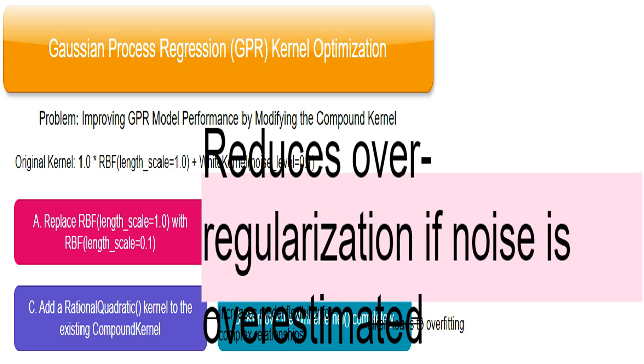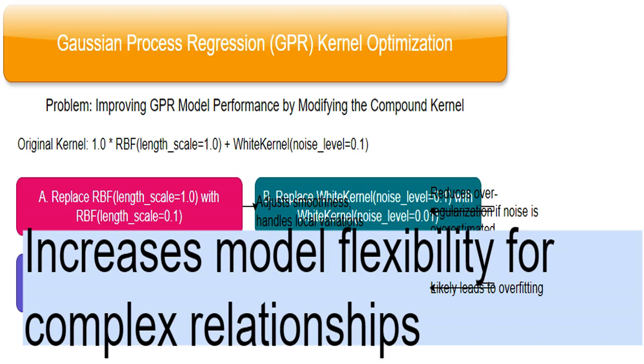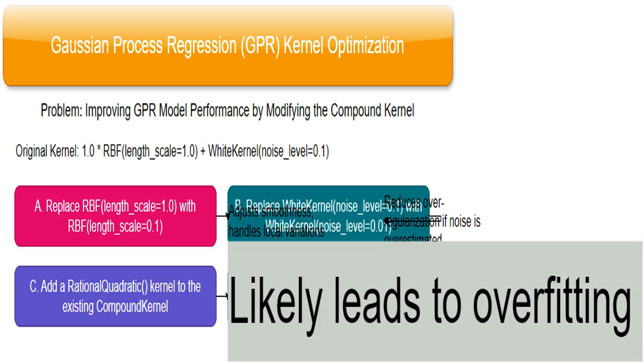and miss important details. This is the benefit of adding a rational quadratic kernel, option C. It enhances the model's ability to capture complex data patterns that might not be fully represented using just an RBF kernel. Removing the white kernel, option D, is risky. It assumes the data has no noise. Ignoring the inherent noise in data causes overfitting, resulting in a model that performs well only on the training data and badly on new unseen data.